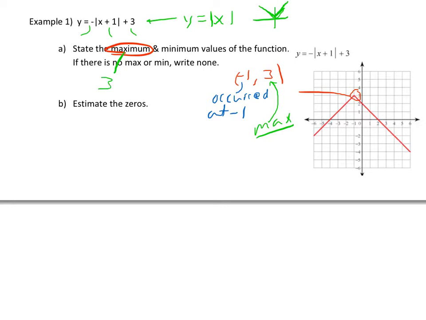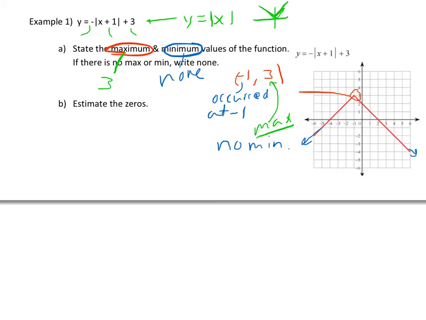The minimum, however, well, these lines go on forever in both directions, downward. Okay? That means that it will never stop. If you expand the graph, the line's still there, it just keeps getting smaller and smaller. So this one actually has no minimum, or none.